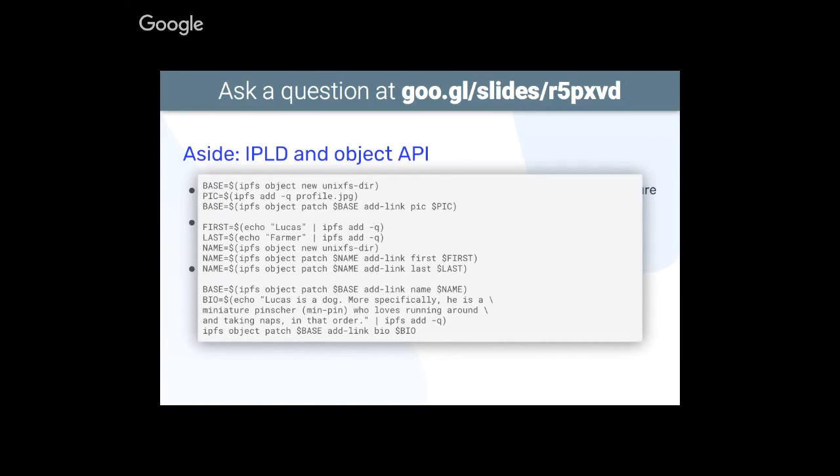okay? And then we're going to do the same thing for a couple of different items. So we'll add Lucas's first name. We'll add his last name. So we create a first and last variable. And we're going to create a subdirectory for those values. So we create a new subdirectory, IPFS object new Unix file system directory. We assign that to name. And then we recursively update that name directory by adding links to first and last name. Make sense so far? Then what we're going to do is update base again by adding the name subdirectory, or a link to the name subdirectory.